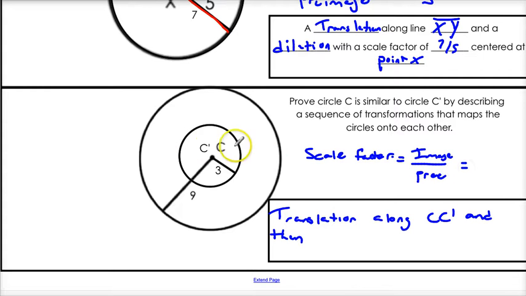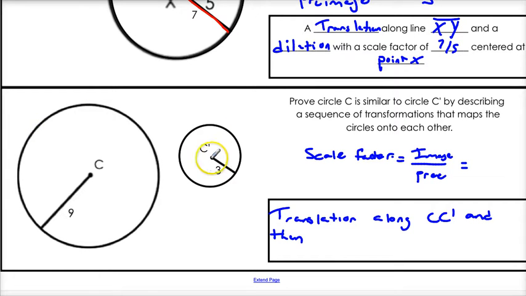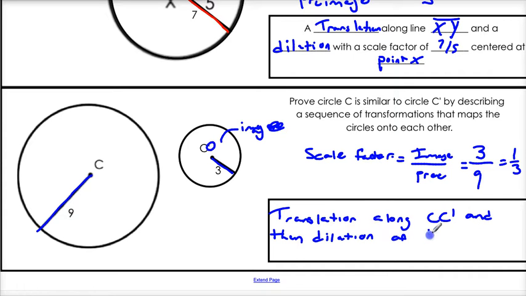And in this case, our image length, let me just separate these two so it's clear, C prime is our image, so that is 3. And then our pre-image was 9. Remember, the prime tells me that that is the image. So our scale factor, why can't I spell image, is going to be reduced to 1/3. So a translation along CC prime, and then a dilation of 1/3, centered at, don't forget your center, point C or C prime, whatever you prefer.